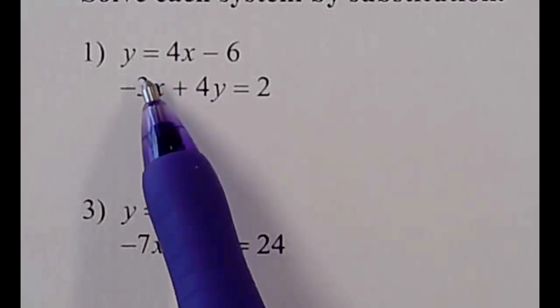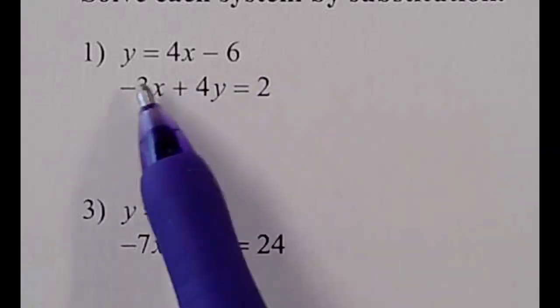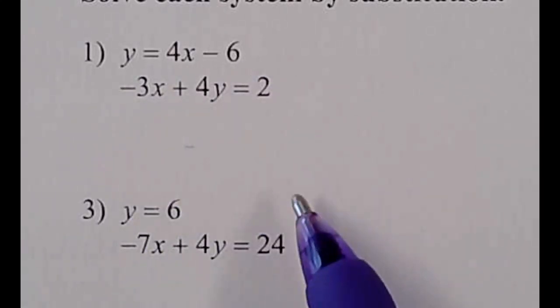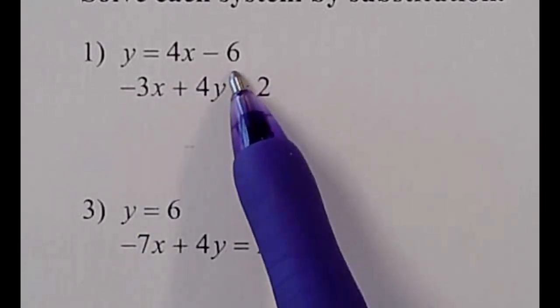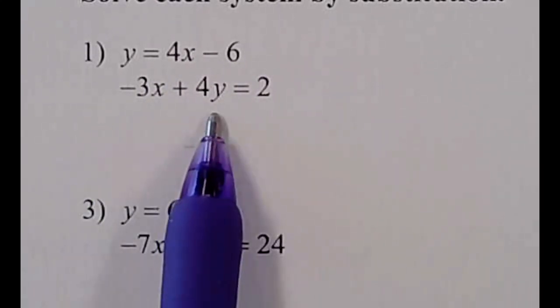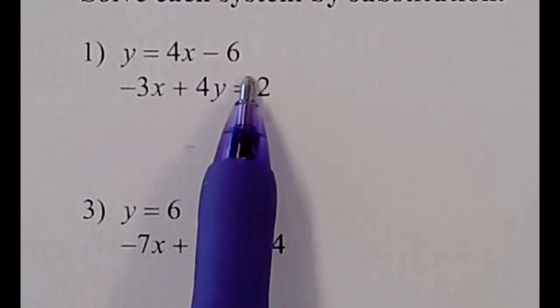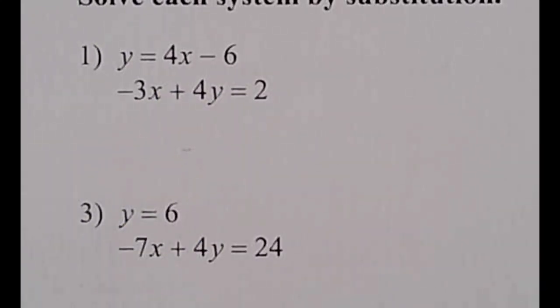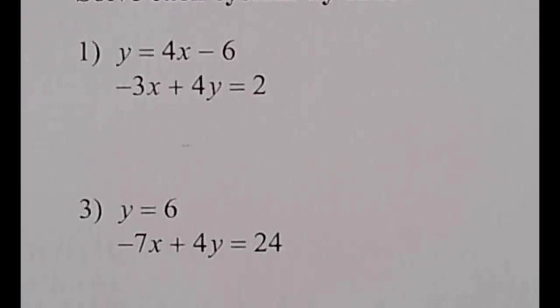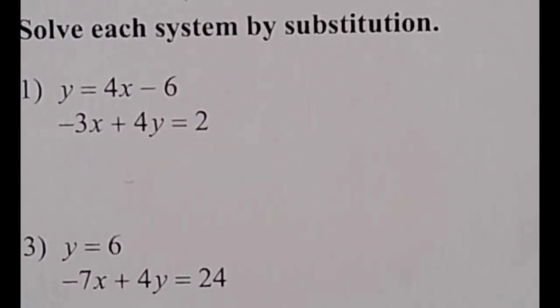And I would ask you three times again, what does y equal? And you would say 4x minus 6. Well, if y equals 4x minus 6, then that means wherever I see that y in the second equation, I can put a 4x minus 6. And so that's exactly what I'm going to do. I'm going to create one equation with one variable so I can now solve for it.